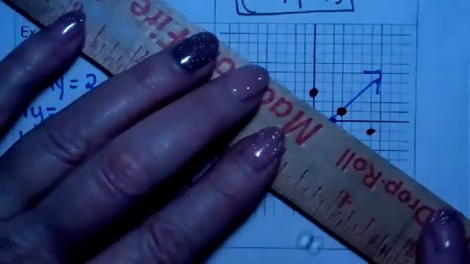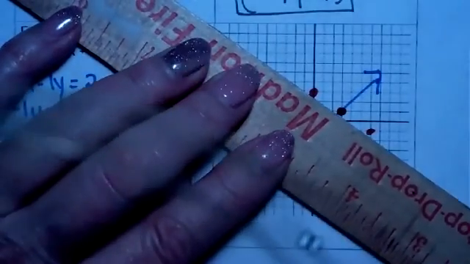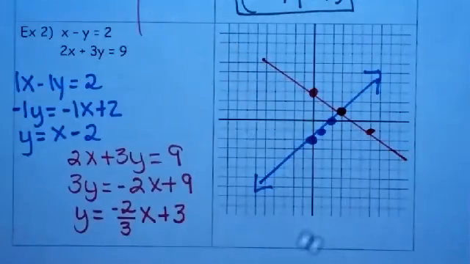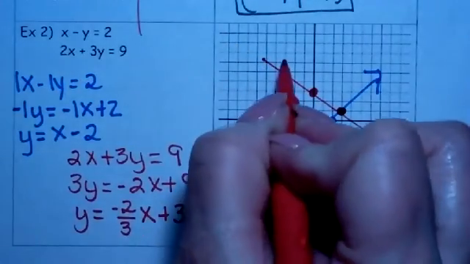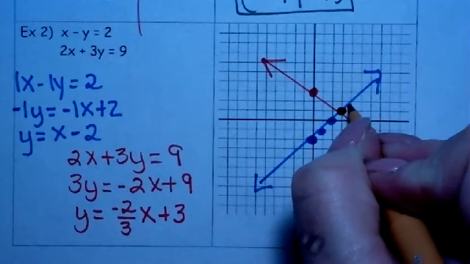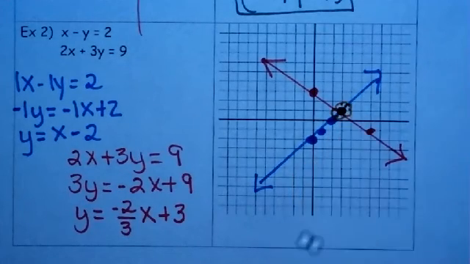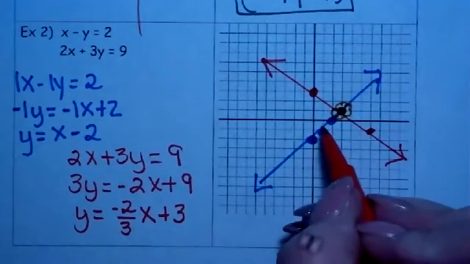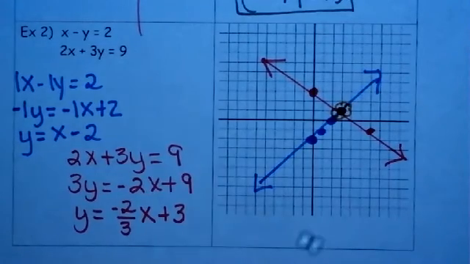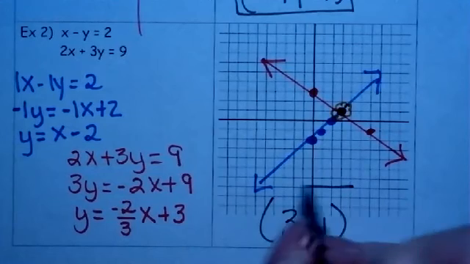Now, lay my ruler down. Draw my line. Now, I've found my intersection. I didn't hit it exactly, still having aiming troubles there, but I can tell that's where it was supposed to be, right there. And the ordered pair for that point is 1, 2, 3, 1. So the answer to this system is 3, 1.